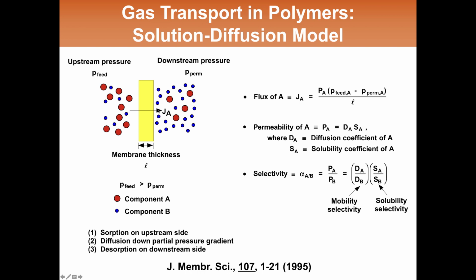And the first step in this process is the sorption or the dissolution of the gas into the polymer at the upstream or high pressure face. The second step is the diffusion down the partial pressure or chemical potential gradient, and the third step is the desorption from the downstream side. And in all of the polymer membranes we know of today, this middle step, the diffusion down the partial pressure gradient, is the rate limiting step in gas transport across such a polymer.